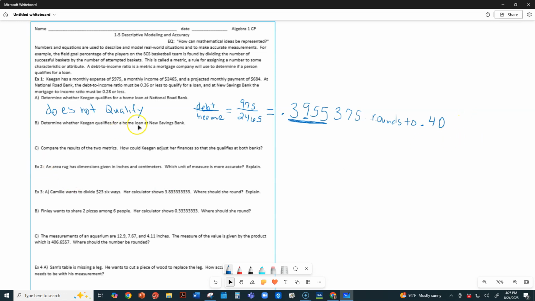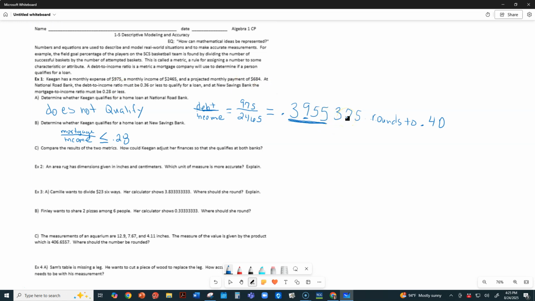he does not qualify. Determine whether he qualifies for the other bank. And the other bank uses a mortgage to income ratio. Okay, so we have a ratio, and his mortgage payment and income goes on bottom. And it says that it must be 0.28 or less. So it can be 0.28, it has to be 0.28 or less than.